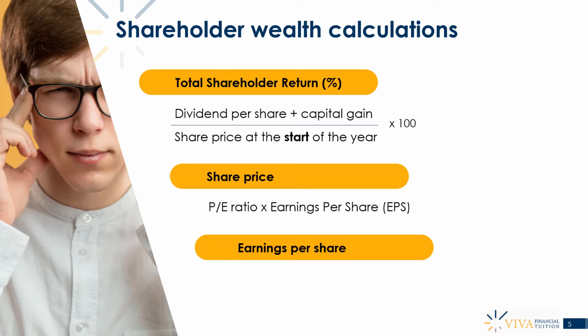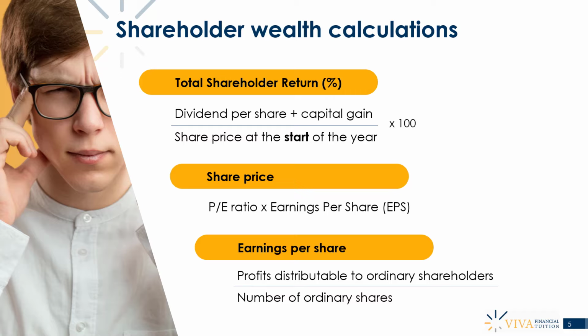A little bit more on earnings per share, that's the amount of profits that the company has made that could be given to shareholders. That's profit after tax, by the way. That's the level that we pay out our return to shareholders, our dividend. And we divide it by the number of ordinary shares, not including preference shares.